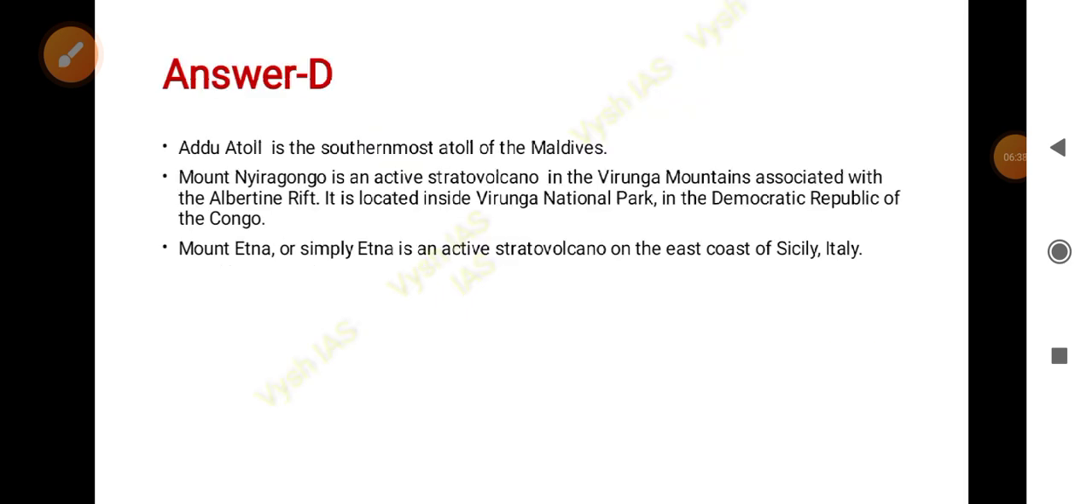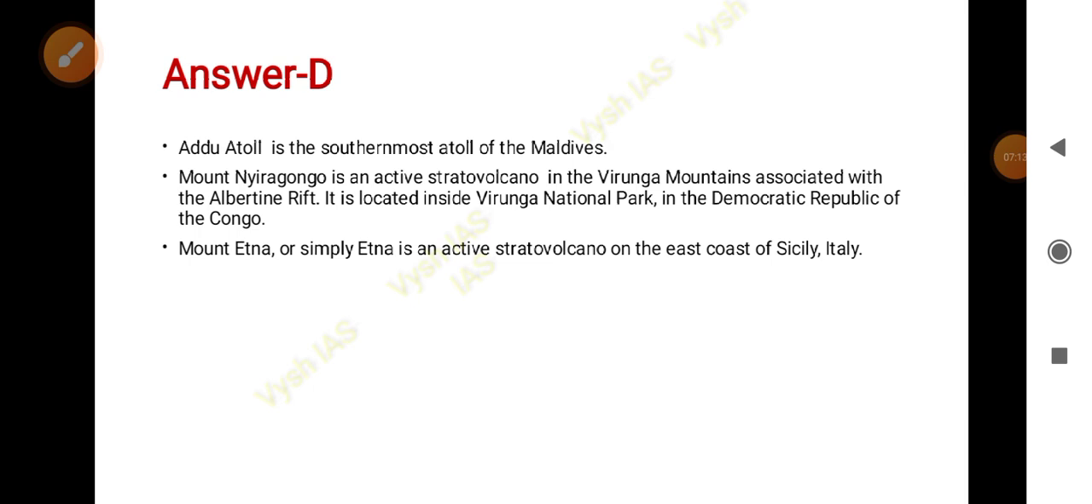Answer is D, only 2 is right. The Addu Atoll is actually not in Myanmar, it is in Maldives, the southernmost atoll of Maldives. Then Mount Nyiragongo is actually in DRC, which is the correct answer, Democratic Republic of Congo. It is an active stratovolcano in the Virunga Mountains. You have to remember this as well, Albertine Rift. Virunga National Park is where it is located in the Democratic Republic of Congo.